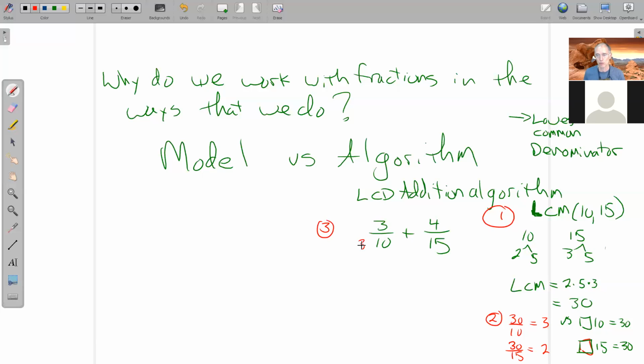And so then I take 3 times 10 and 3 times 3. I take 2 times 15, and I take 2 times 4. So the fourth step is where we finally get to do the addition. And so we have 3 times 3 is 9, 4 times 2 is 8. The common denominator is 30. There's no need to write that again. 9 plus 8 is 17.